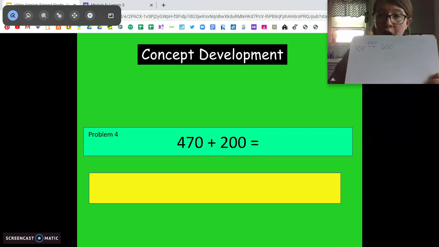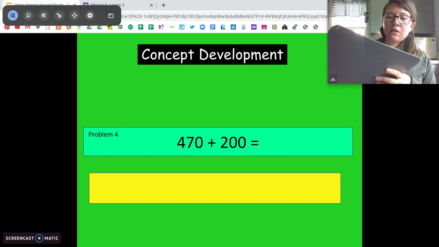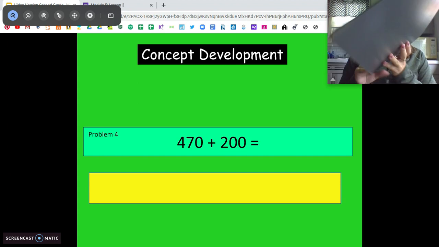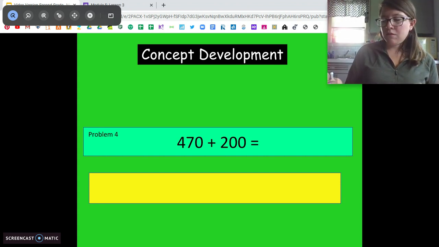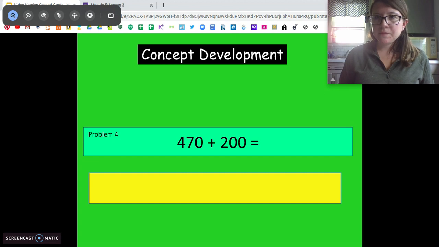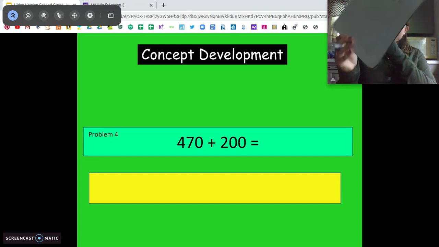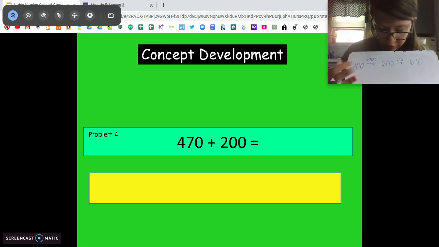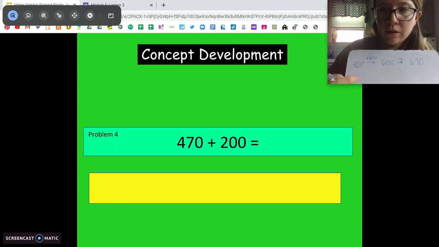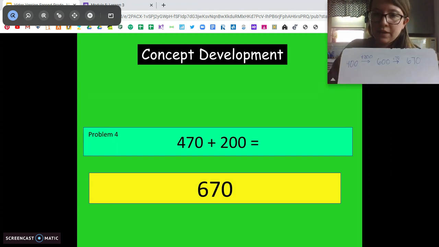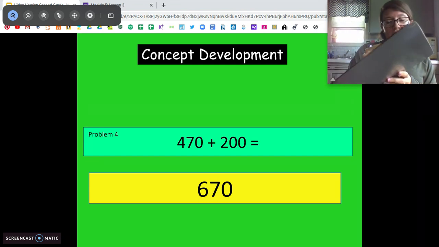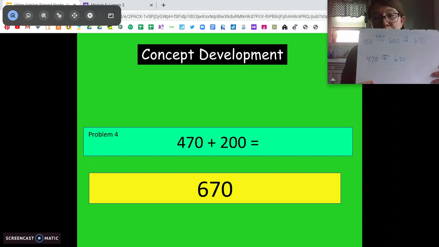600. Good. Now, using what you know from this one, what do you think this answer is going to be? I noticed that this number is just 70 more, so I'm going to add 70. What did you notice? So I did it this way. You could have done it a different way, though. I just noticed 470 was 70 more than 400. So I just added another 70, got 670. You also could have just done 470 and jumped 200 to 670. That's also an option. Either way works.